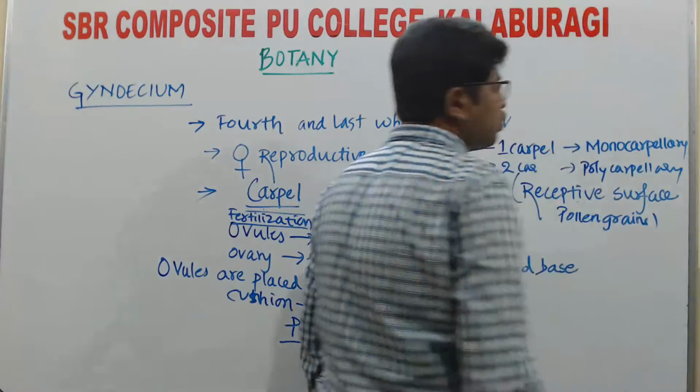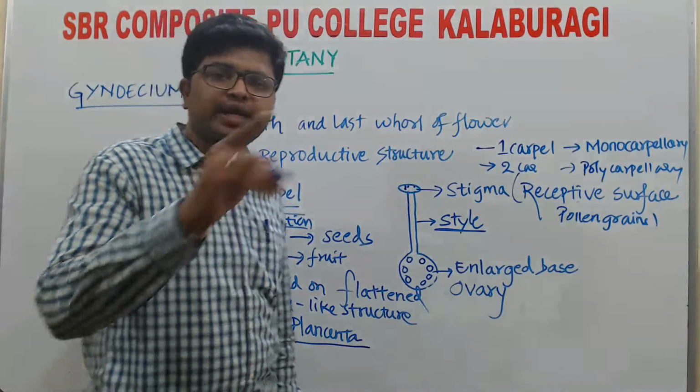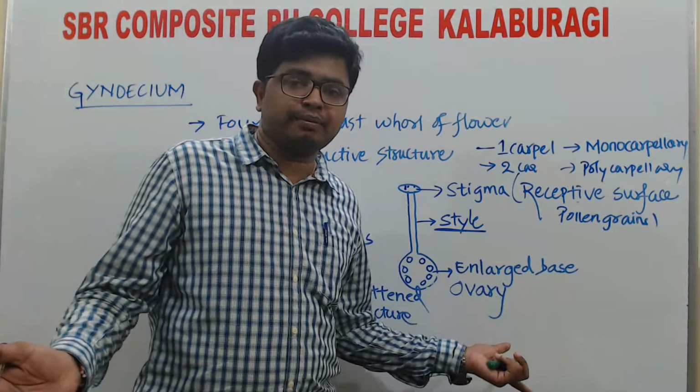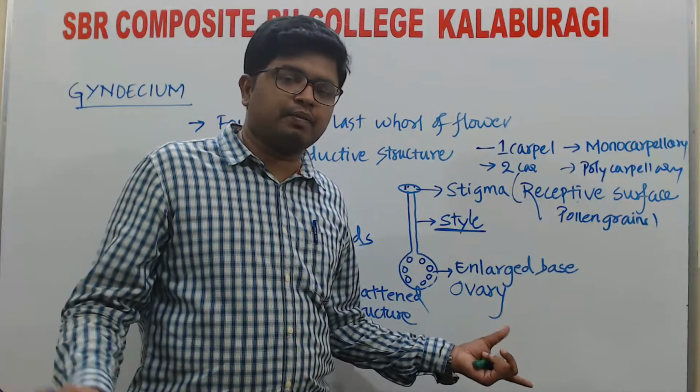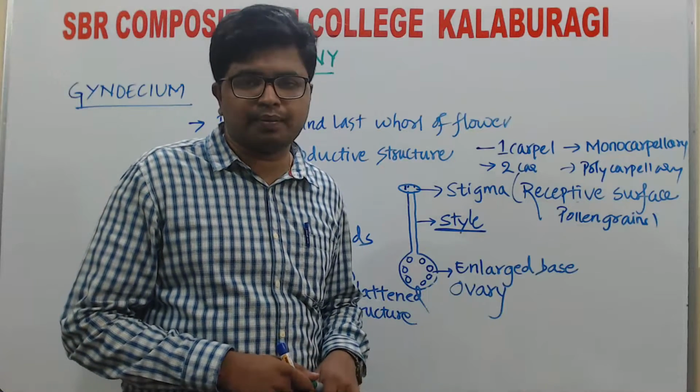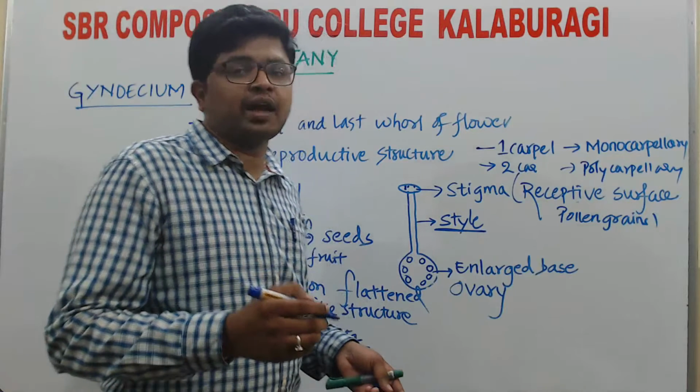Monocarpellary condition means you have only one carpel in a flower. The flower may bear multiple carpels. When it is found one, you call it monocarpellary. More than two, you call it polycarpellary or multicarpellary.